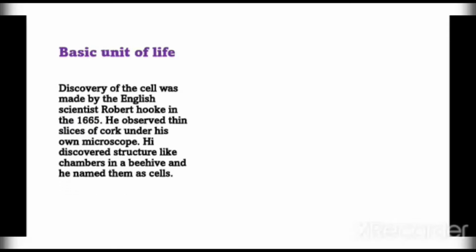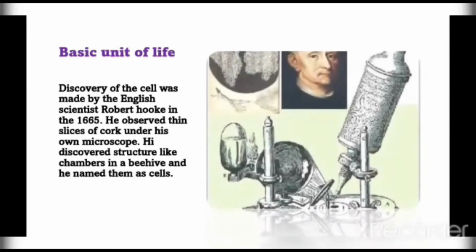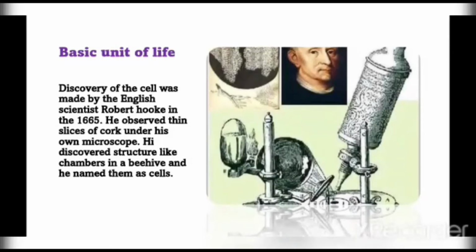English scientist in 1665. He is the first person who observed a cell by his own microscope, and he observed a cork under his microscope, and he discovered a structure like a canvas, and that is what he named cells. This is the picture of Robert Hooke, and you can see Robert Hooke's microscope, and he observed cells also. Now we move to the cell theory.